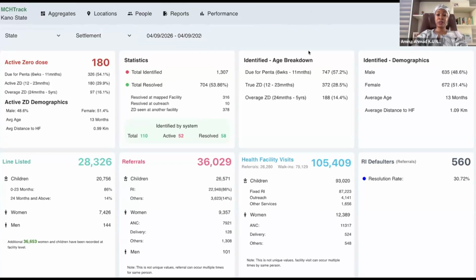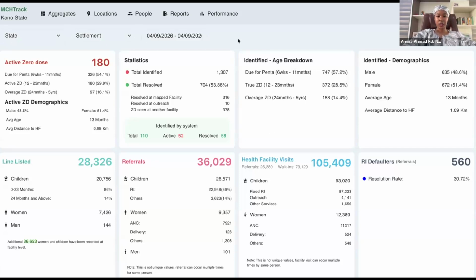I'm logged in as Kano State, so I can see an overview of what is happening within all the communities within Kano State. If I was logged in as an LGA personnel, I'll be able to see only information within that LGA. Our current support for Kano State is focusing on zero dose, even though we are capturing other interventions, but the dashboard, as you can see, is very specific with zero dose interventions.